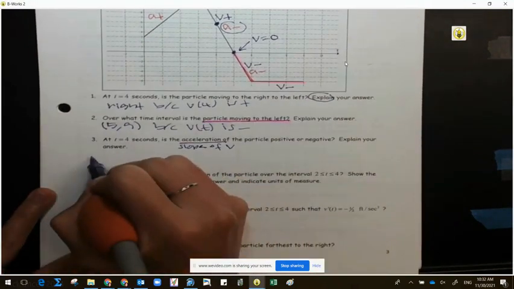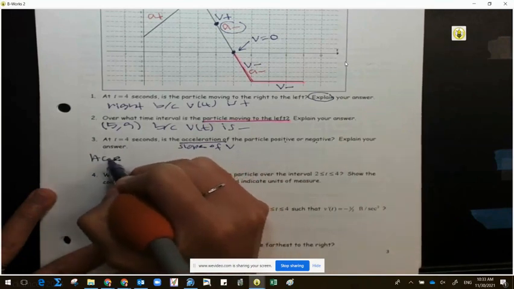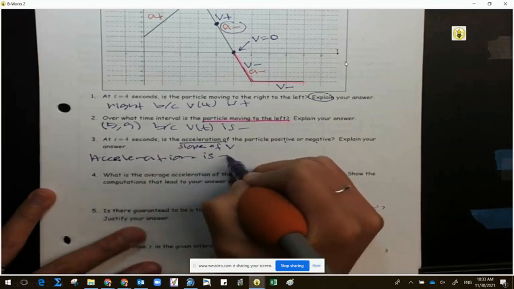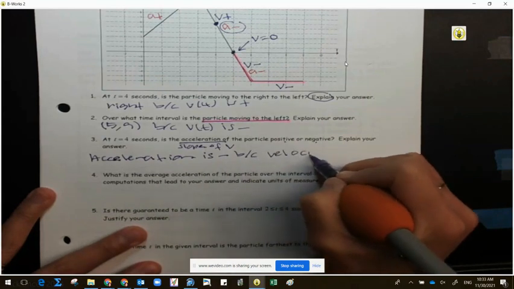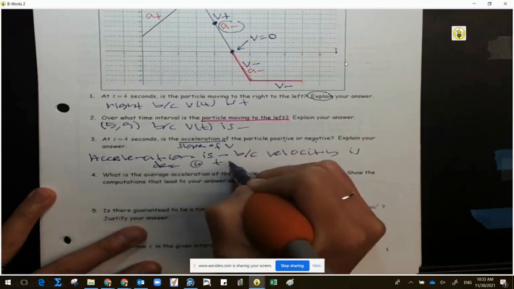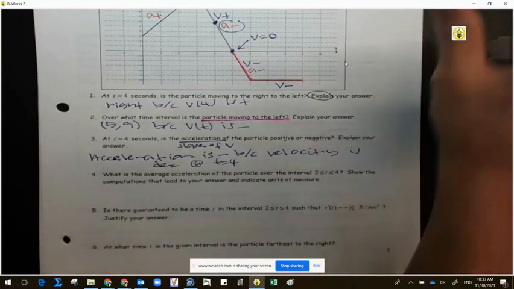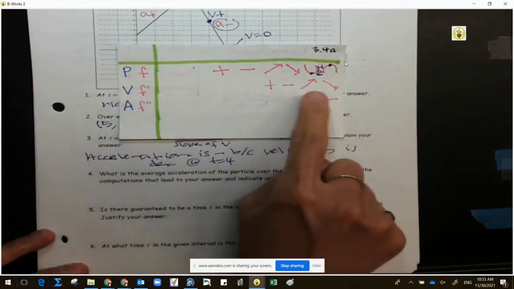So let's write on here. It says, is it positive or negative? So acceleration, ooh, my spelling, is negative because the velocity is decreasing at t equals 4. And again, if we look at the card, the acceleration is negative because velocity is decreasing. Is it on there? Yep.